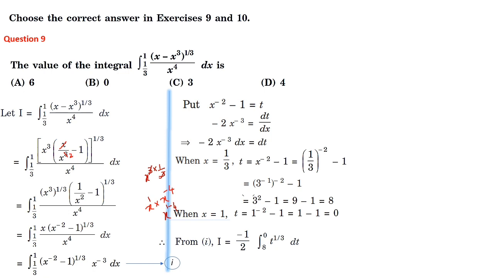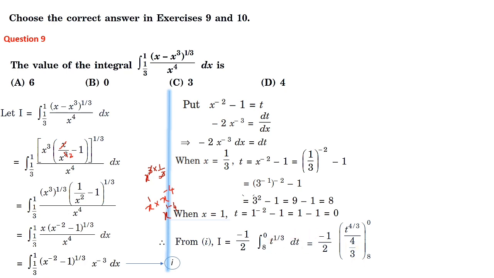That dx value, x power minus 3 dx, we will get from here: dx is dt by minus 2. That means minus 1 by 2 into dt. So minus 1 by 2, the constant, I have taken outside, and dt is written here. Then minus 1 by 2 into, as we know that the integral of x power n is x power n plus 1 by n plus 1. So here 1 by 3 plus 1.